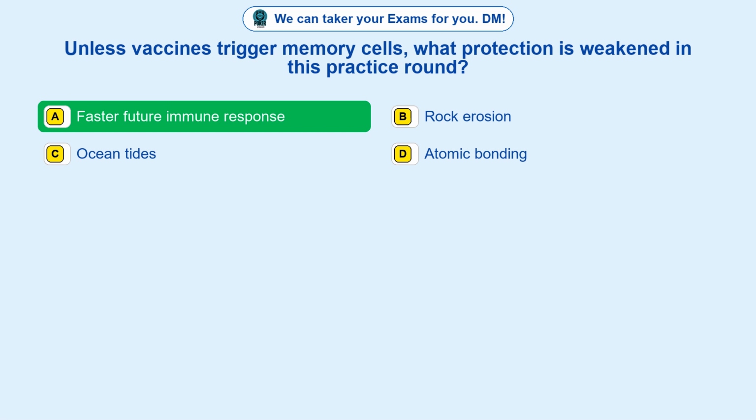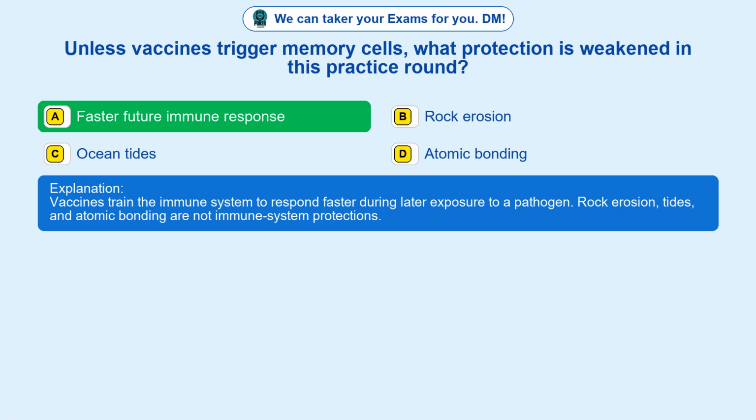Faster future immune response. Vaccines train the immune system to respond faster during later exposure to a pathogen. Rock erosion, tides, and atomic bonding are not immune system protections.